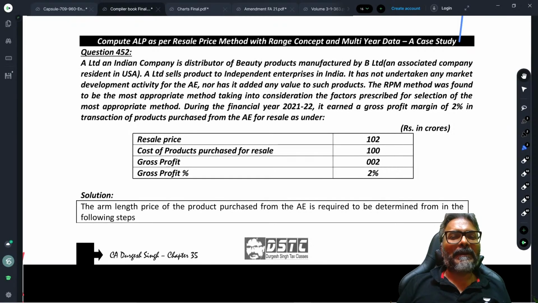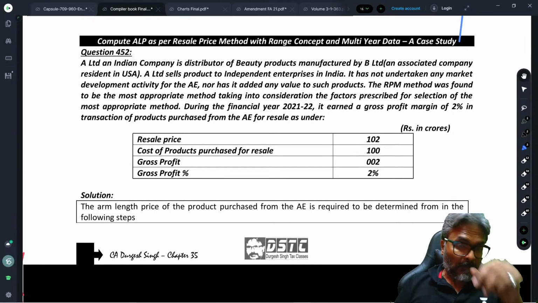Now, what they say over here is that the resale price method was found to be the most appropriate method, taking into consideration the factors prescribed for selection of the most appropriate method. Students, even if they would not have given this reference, still I would have taken the resale price method as the basis of my further computation. Do you all agree to this one? All of you?